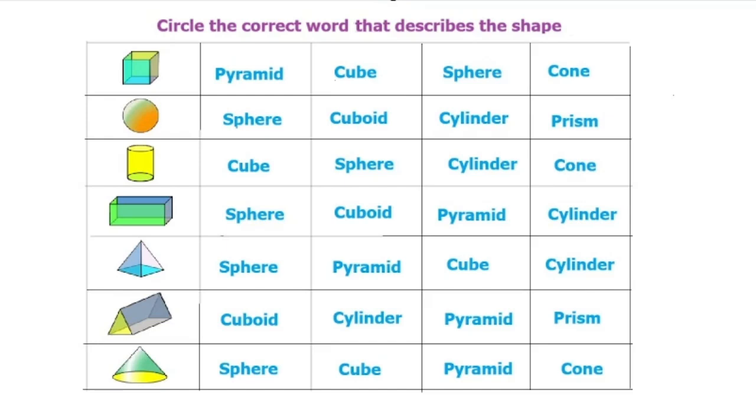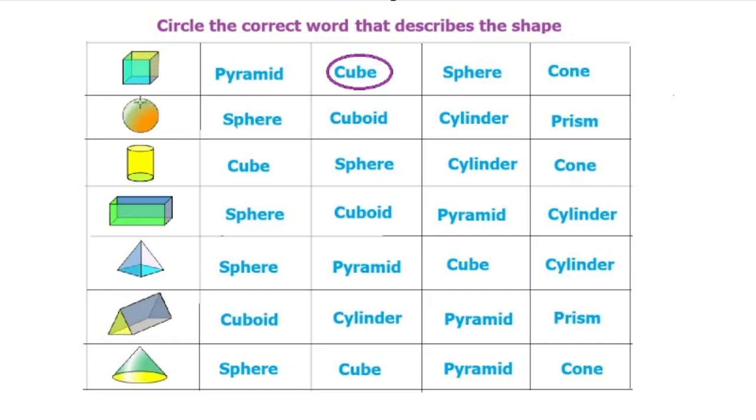In this video, we're going to look at 3D objects and we're going to figure out what the names of these 3D objects are. So if we have a problem like this that says circle the correct word that describes the shape. For this one, we can see that this is a cube. So we know that this is a cube.